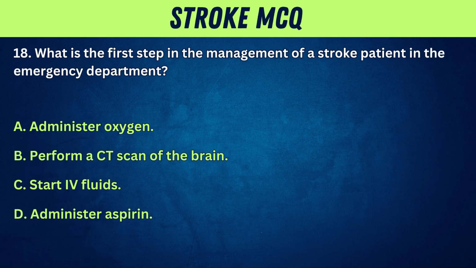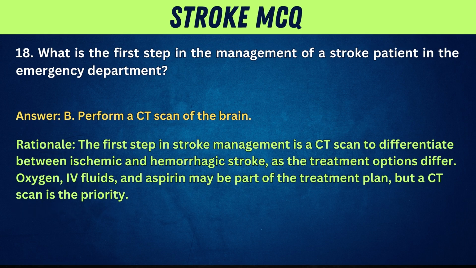18. What is the first step in the management of a stroke patient in the emergency department? A. Administer oxygen. B. Perform a CT scan of the brain. C. Start IV fluids. D. Administer aspirin. Answer: B. Perform a CT scan of the brain.